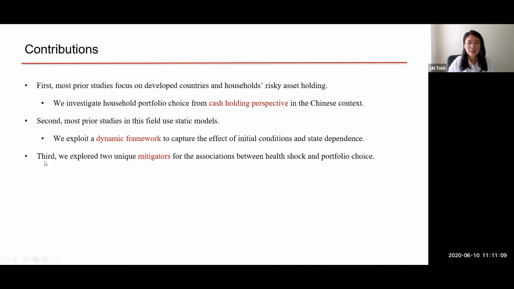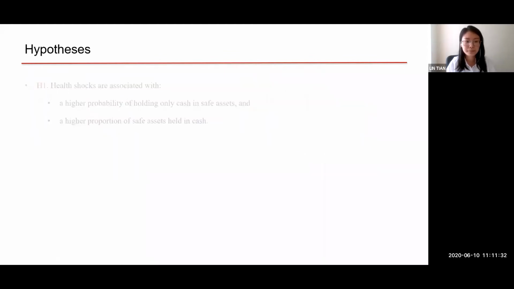Okay. So third, we explored two unique indicators for the associations between health shock and portfolio choice, which are the bank presence in the village and the type of reimbursement. So these two mitigators haven't been explored in the literature. So that's our contributions to the literature.